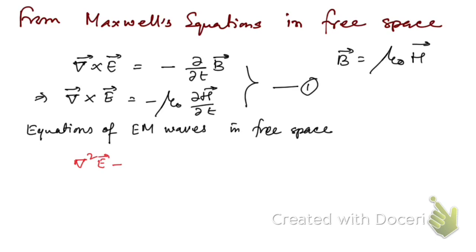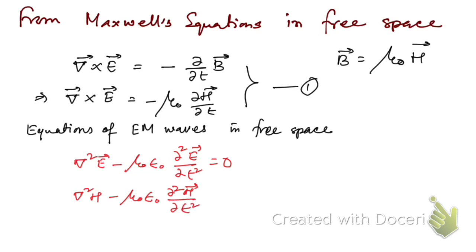del square E minus epsilon naught mu naught times the second partial derivative of E with respect to time t is equal to 0. This is one equation, and in terms of magnetic field we can write the same, del square H minus epsilon naught mu naught del square H by del t square equals 0. Both are in the same form. Hope you have understood this. Just give me a second, let me write it properly. Okay, so these are the equations.